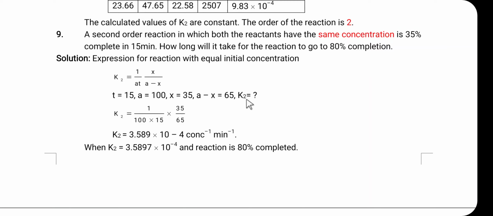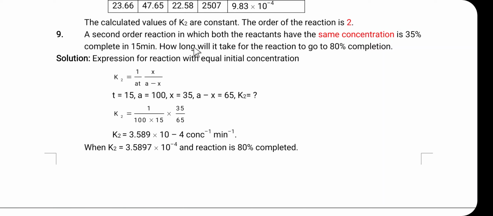First of all, we have to find out the value of K2. So, substituting all these values in this expression, K2 is equal to 1 upon 100 into 15 multiplied by 35 divided by 65. So, here K2 is equal to 3.5897 into 10 raised to minus 4 concentration inverse minute inverse. So, this is step number 1.